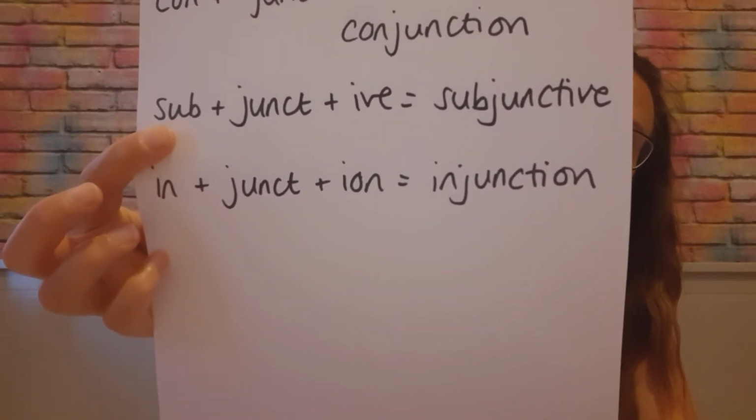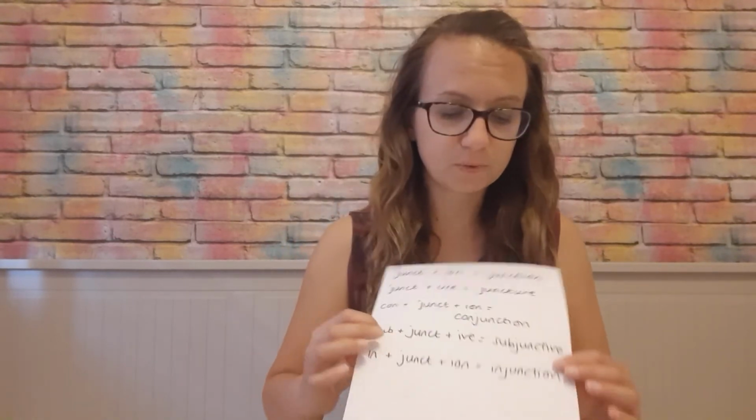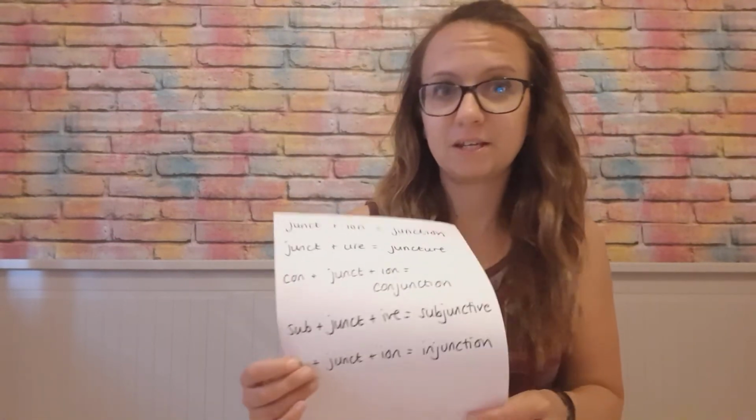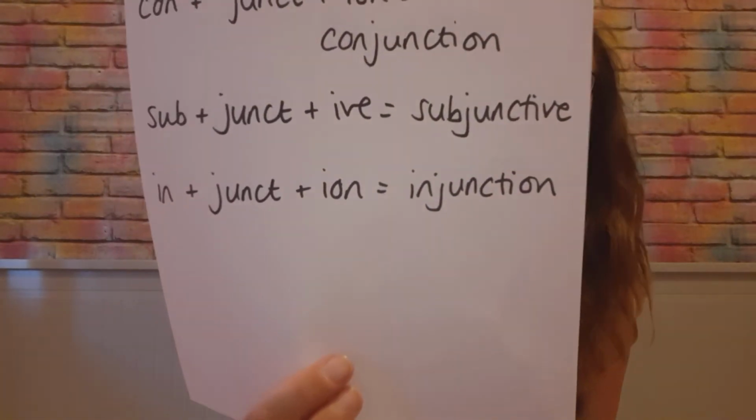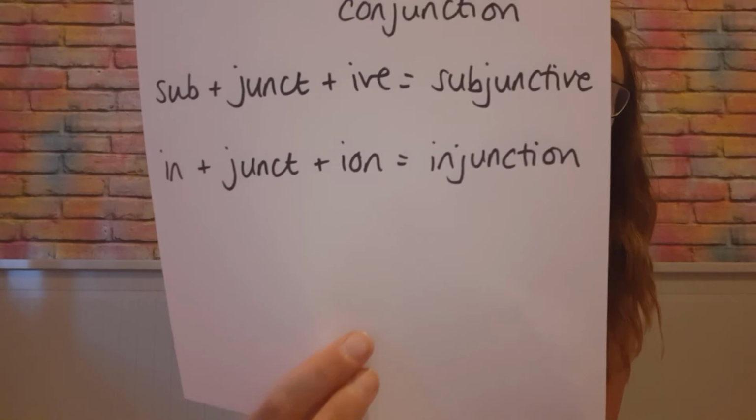And then we've got injunction, which is basically to do with breaking something up, a legal term. So you can take out an injunction if you want to stop something or make sure it absolutely stops. So in meaning in, basically. So it's to put in a break, to break within something. So we've got the injunction there to stop something happening.